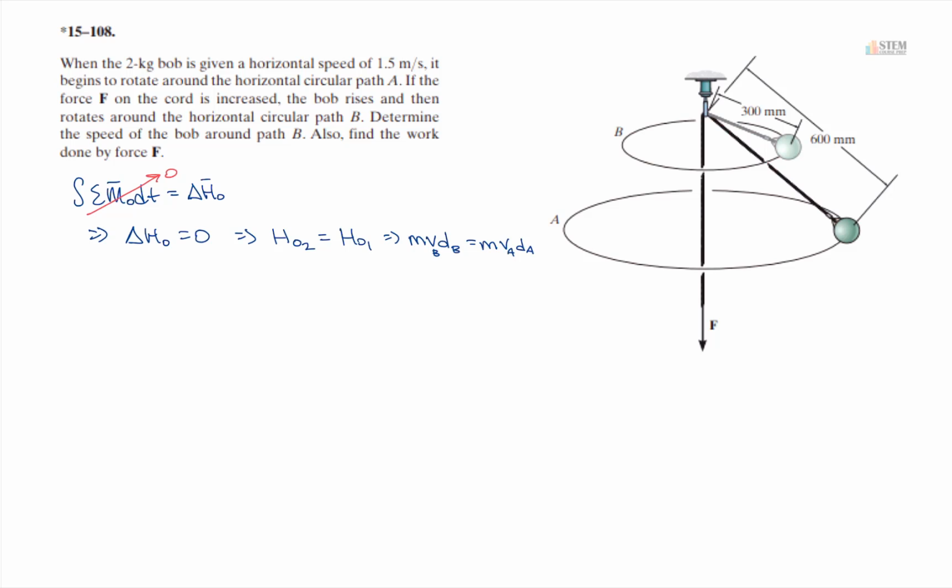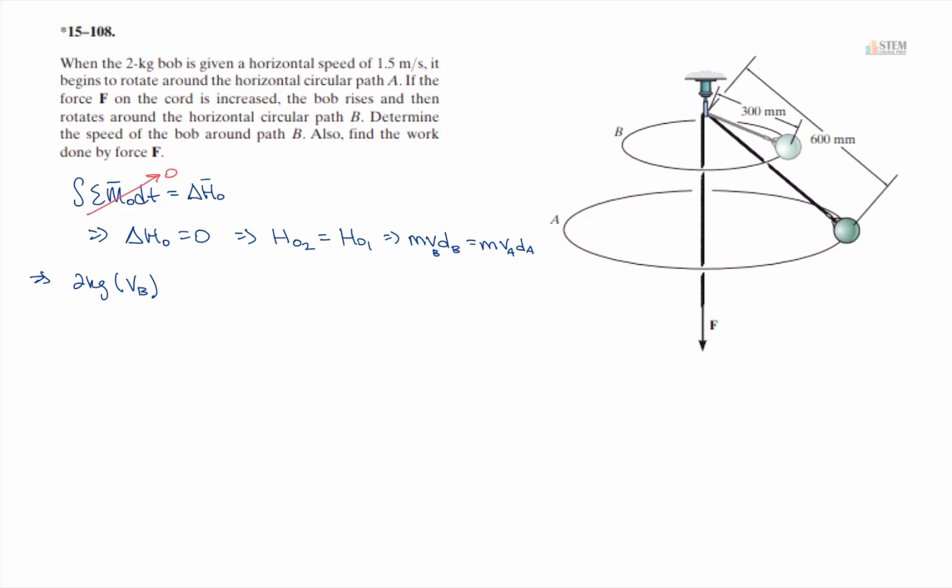All right, so now I just need to plug in these values. So let's come over here and do that. The mass, that's not going to change. That's 2 kilograms. So we're going to have 2 kilograms, and we're going to multiply it by the velocity at B. Do we know that? We don't know that, right? That's what we're looking for, because if we look right here, it wants the speed of the bob around path B. So that's an unknown. We're just going to leave it as v_B.